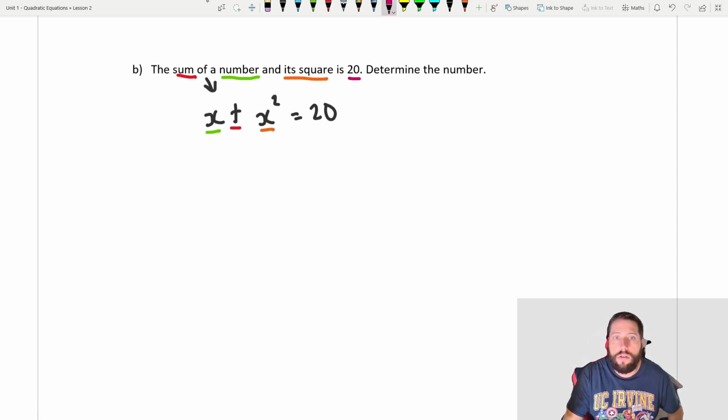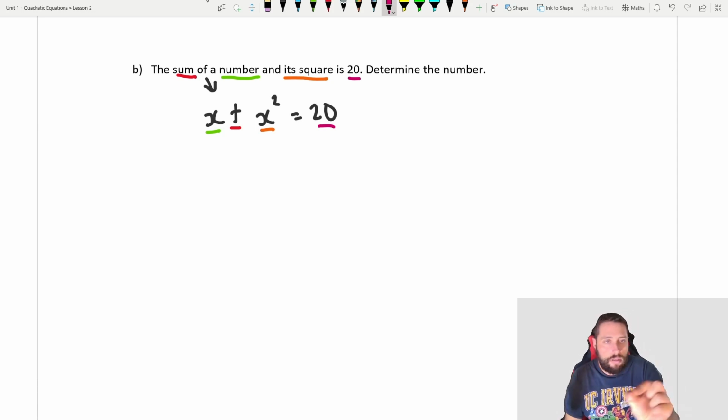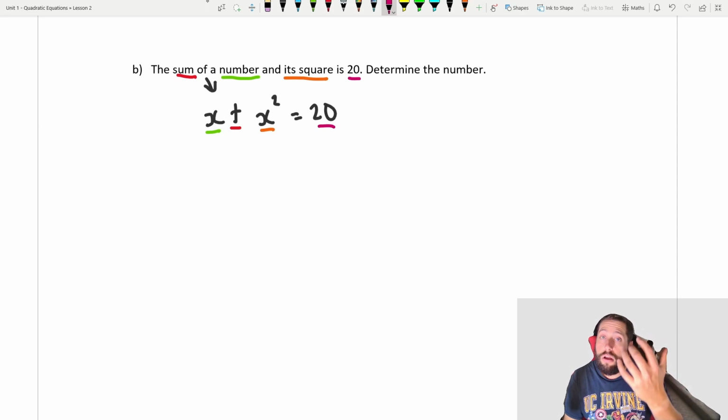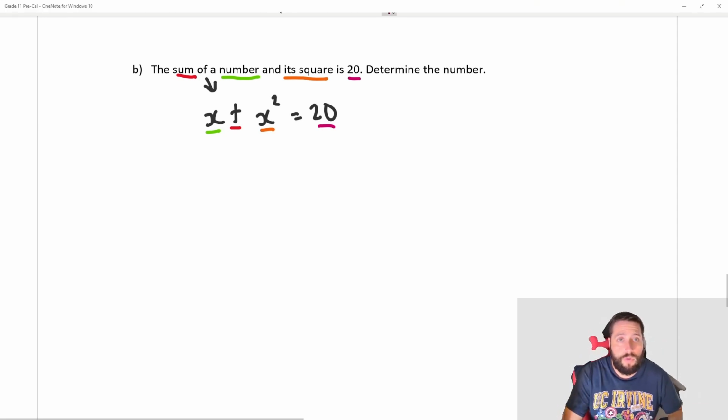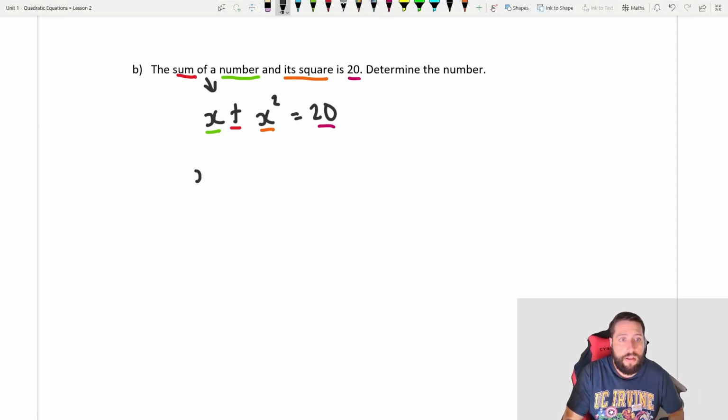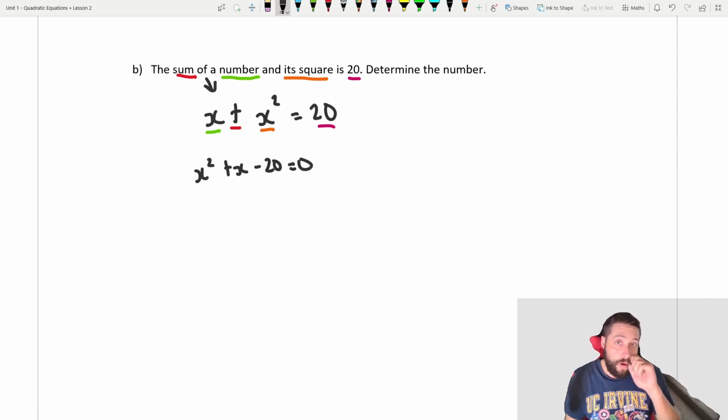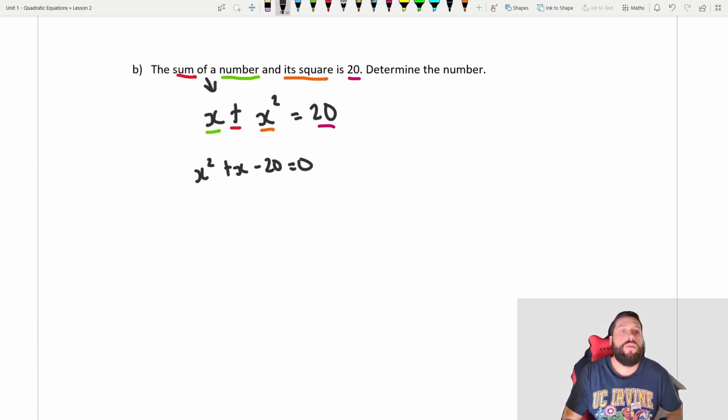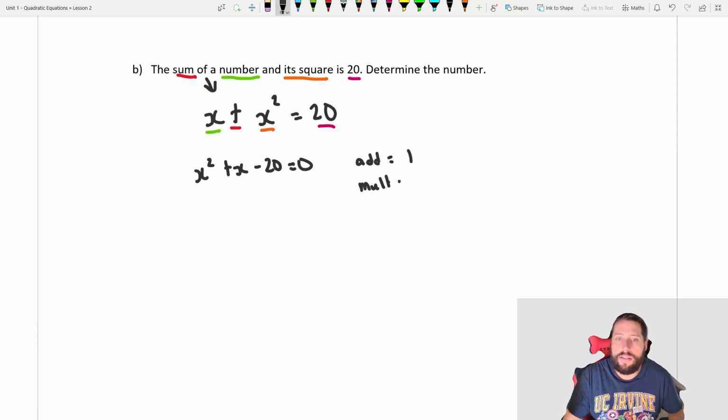must be 20. Each part of the question is now satisfied in our equation. Now we need to solve. Okay, so let's go ahead and do that. X squared plus x minus 20 is equal to 0. We had to move the 20 over so that it satisfies the zero product rule. Okay, so we now say what adds to equal 1 but multiplies to equal negative 20.